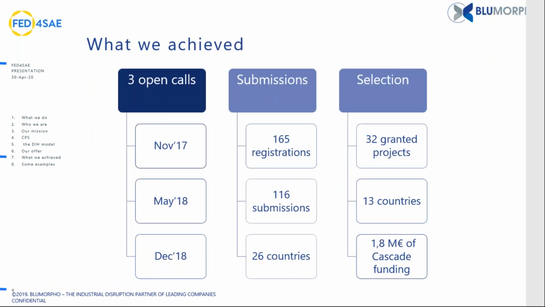These 3 open calls took place in November 2017, May 2018, and December 2018. We had 165 registrations, 116 submissions in 26 countries, and 32 projects were selected in 13 countries. 1.8 million euros were given in cascade funding.